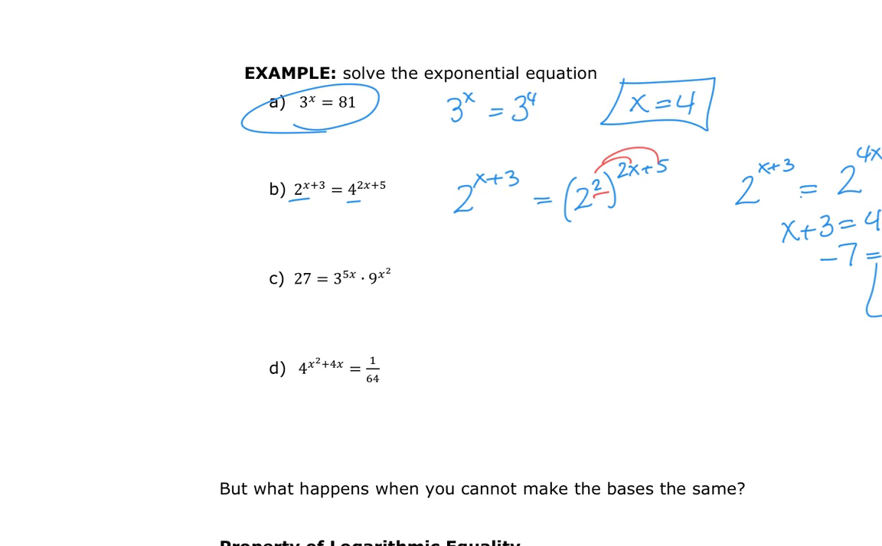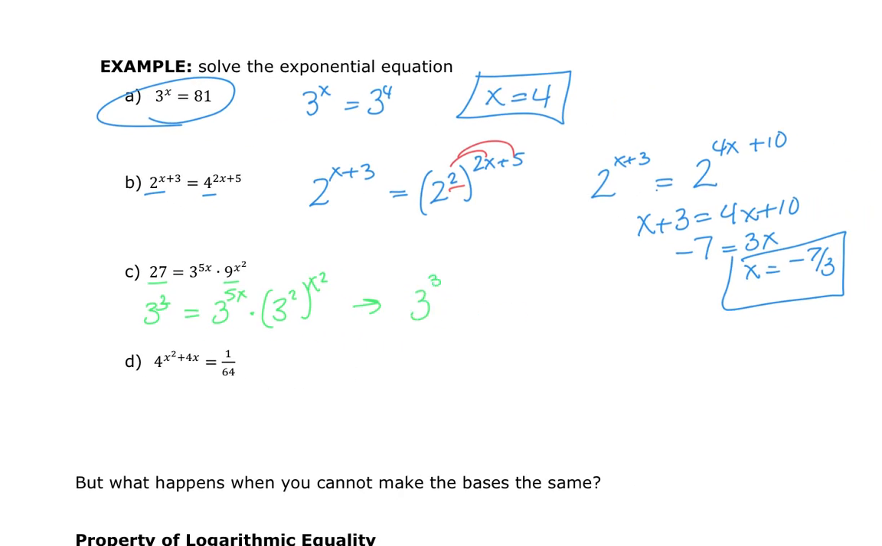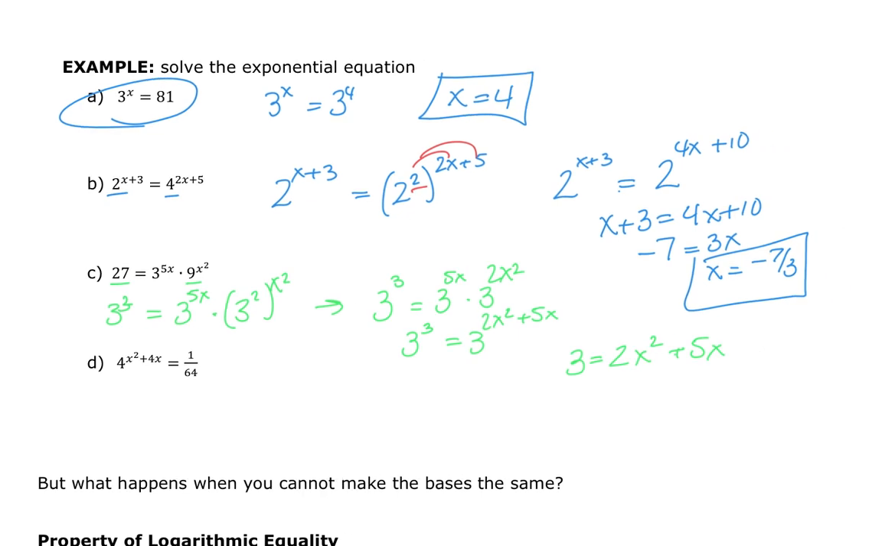Here I have a bunch of things going on, so I'm going to write these as multiples of 3. So 27 is 3 cubed. Then 3 raised to the 5x, and then 3 squared raised to the x squared. So this becomes 3 cubed is equal to 3 to the 5x multiplied by 3 to the 2x squared. So I have 3 cubed is equal to 3 to the 2x squared plus 5x, which tells me that 3 is equal to 2x squared plus 5x, which is a quadratic.